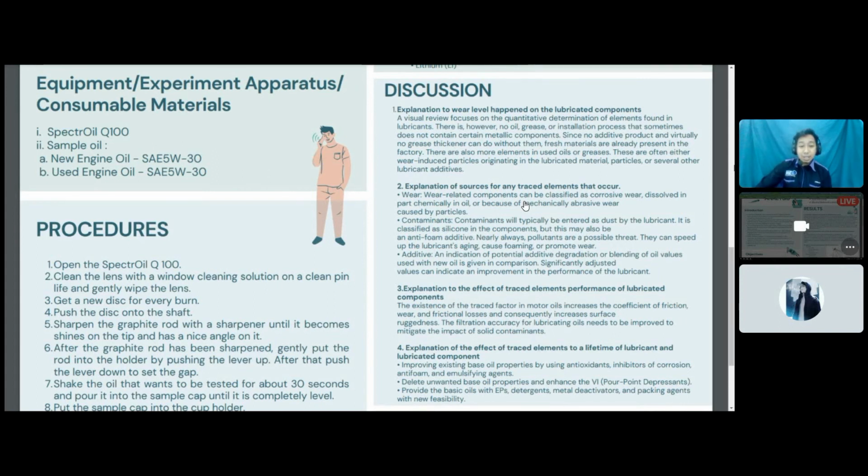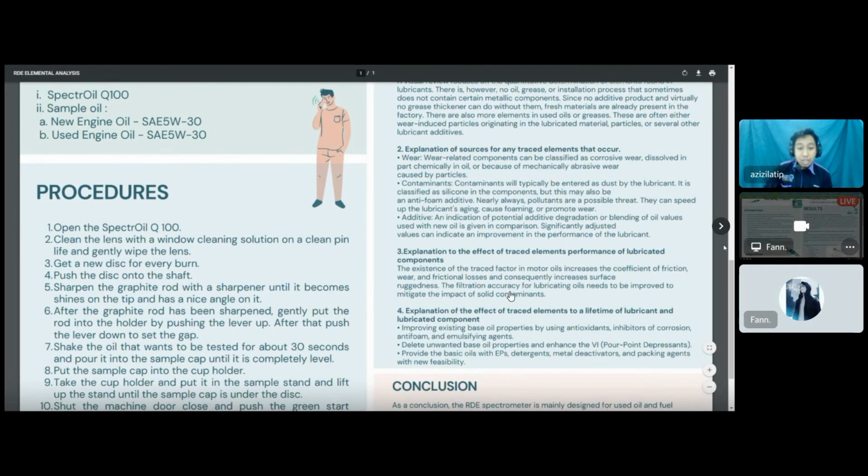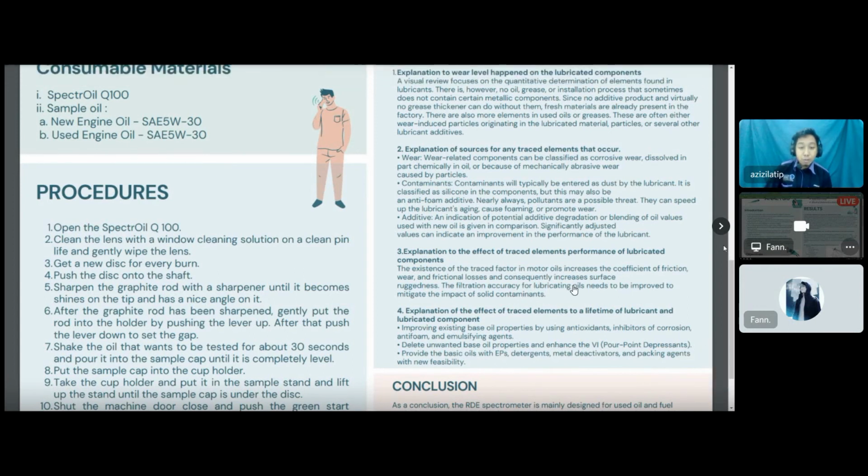Number 3 is the effect of trace elements on the performance of lubricated components. The existence of trace elements in motor oil increases the coefficient of friction, wear, and frictional losses are consequently increased. The accuracy for lubricant oil needs to be improved to mitigate the impact of the solid contaminant.